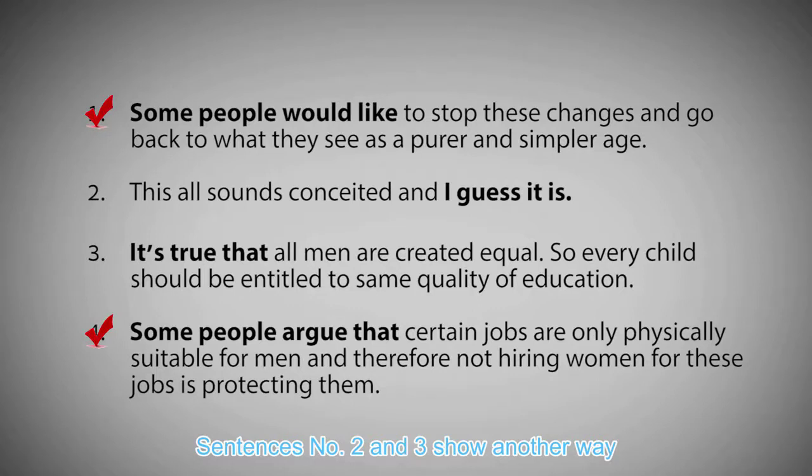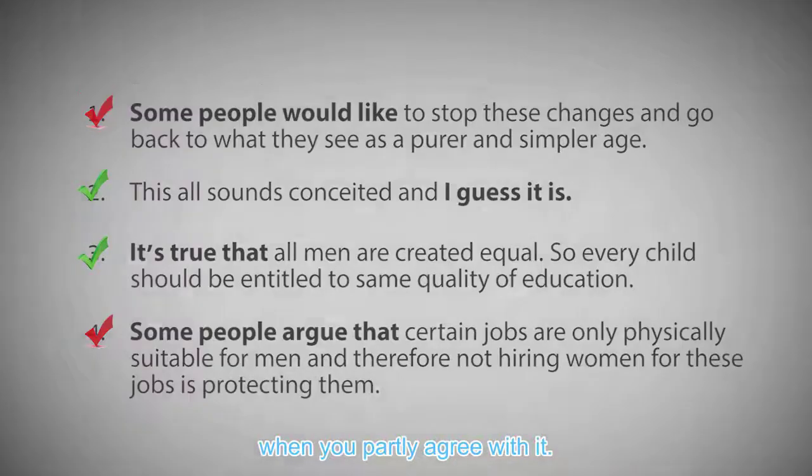Sentence 2 and 3 show another way of introducing conflicting arguments. That is to make a concession. Note the author said something like, I guess it is, or it's true that. You introduce a conflicting idea this way when you partly agree with it.